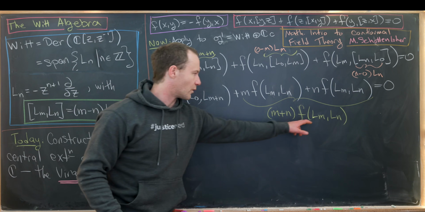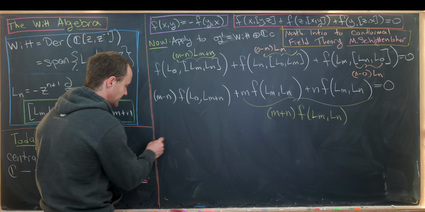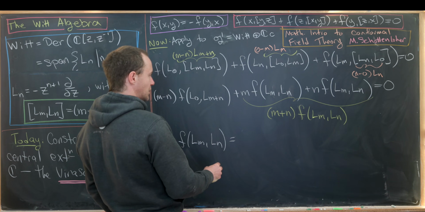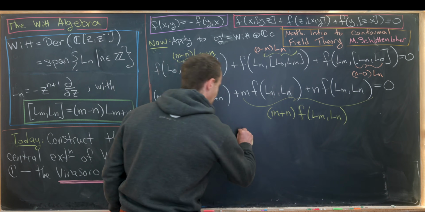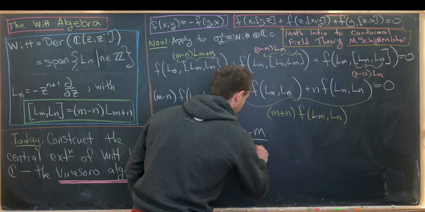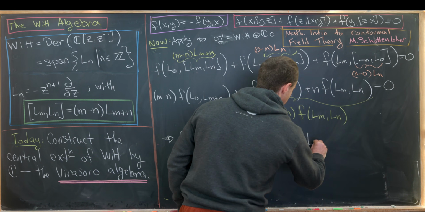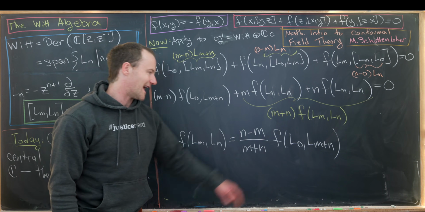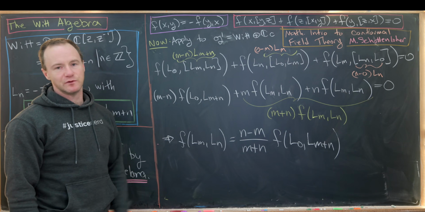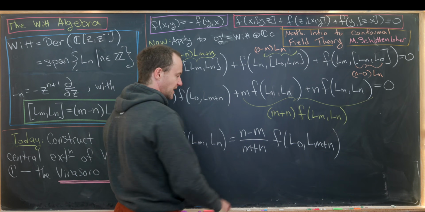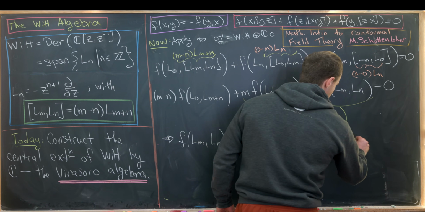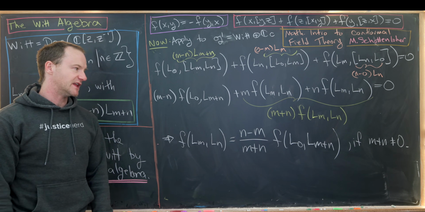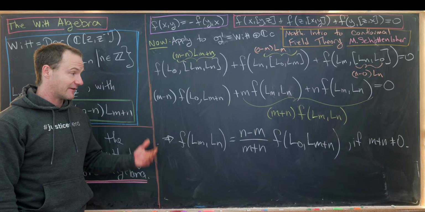And now we can solve for something. So maybe we could solve for Lm, Ln inside of f. That's going to give us the following: f of Lm, Ln will be equal to n minus m over m plus n, f of L0, Lm plus n. So we've got this relationship of this term with that term over there. Notice I switched the sign as I moved it to the other side of the equation. Another thing we have to be careful about is that the denominator here is not 0. So this is in the case that m plus n is not equal to 0. We'll look at the case when m plus n is equal to 0 afterwards.